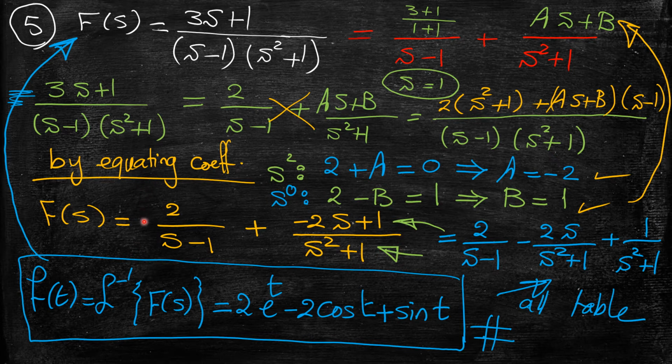This simplified fraction right now is very similar to what we have already mentioned in our table at the beginning. So this one is exponential. This s over s squared plus 1 is nothing but cosine. The other part is nothing but sine. So this will be our final result for this one.